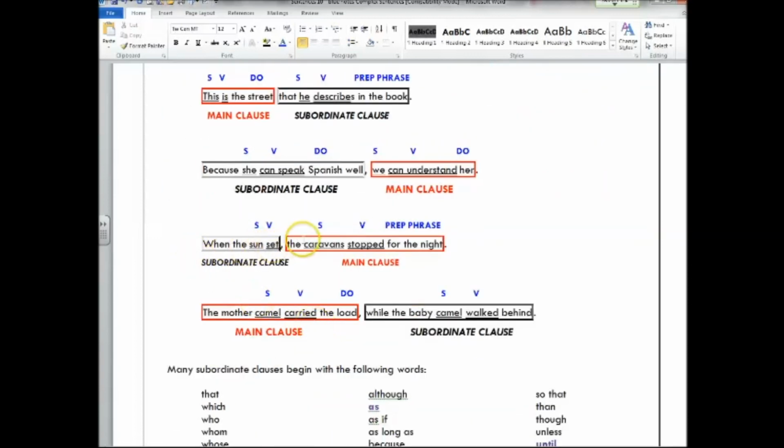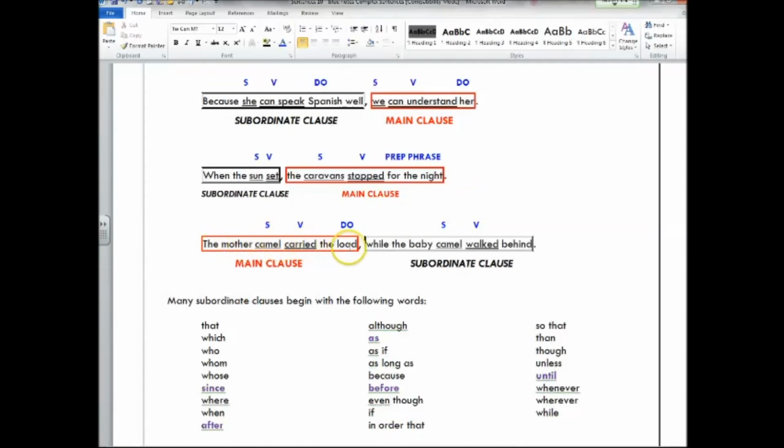When the sun set, the caravan stopped for the night. Again, the caravan stopped for the night is our main clause. It doesn't need this part here. This is a complete thought on its own. Caravan is your subject, stopped is your verb, for the night is a prepositional phrase. When the sun set, we've already discussed why that's a subordinate clause, and your subject and your verb.